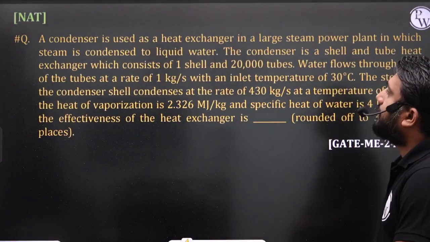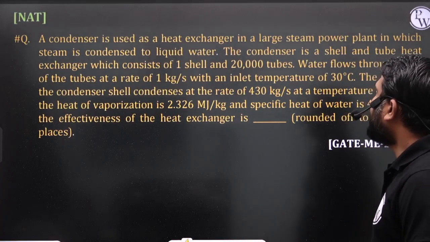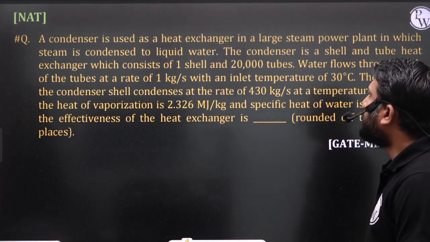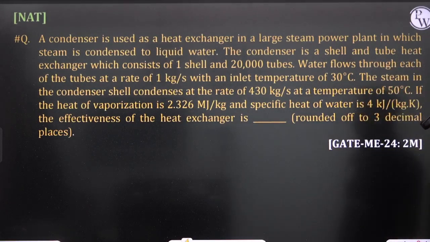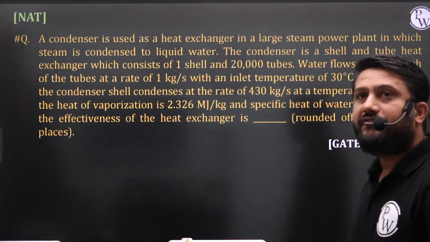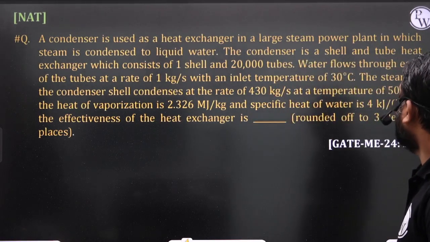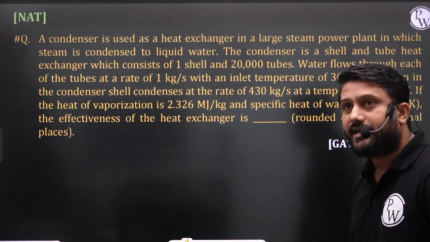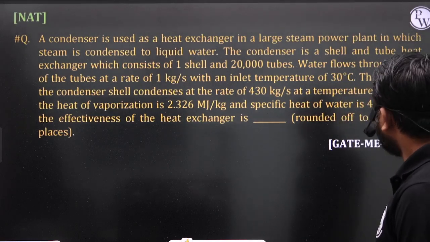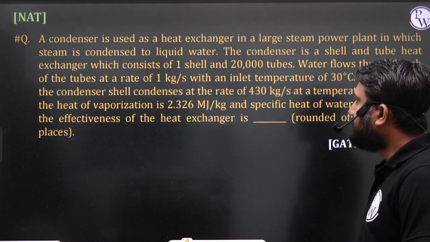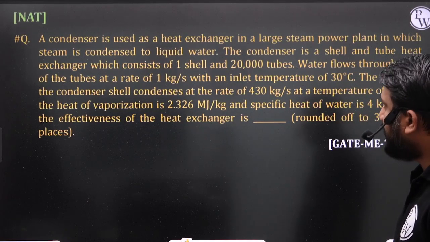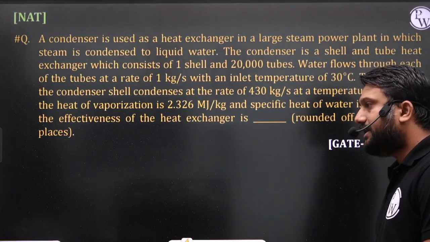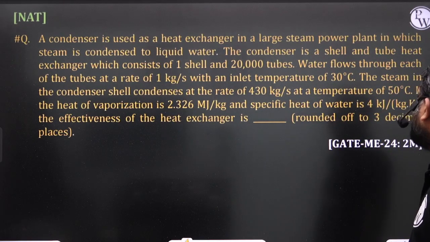Now see this question. A condenser is used as a heat exchanger in a large steam power plant in which steam is condensed to liquid water. The condenser is a shell and tube heat exchanger which consists of one shell and 20,000 tubes. Water flows through each of the tubes at a rate of 1 kg per second with an inlet temperature of 30 degrees Celsius. The steam in the condenser shell condenses at the rate of 430 kg per second at a temperature of 50 degrees Celsius. That means saturation temperature is 50 degrees Celsius.